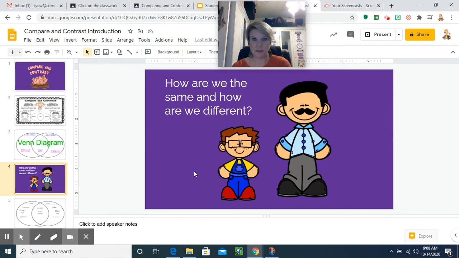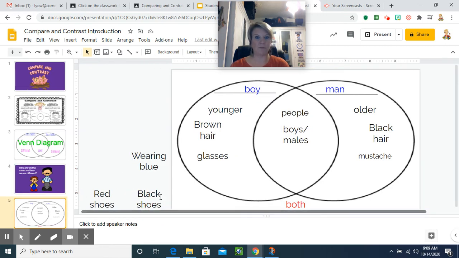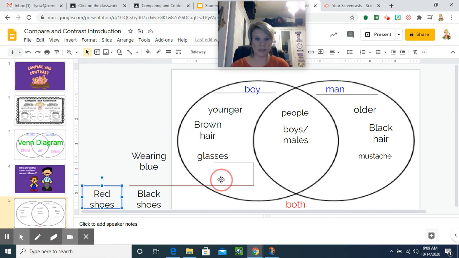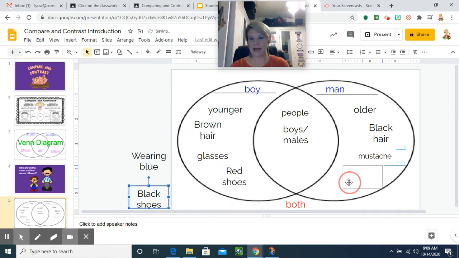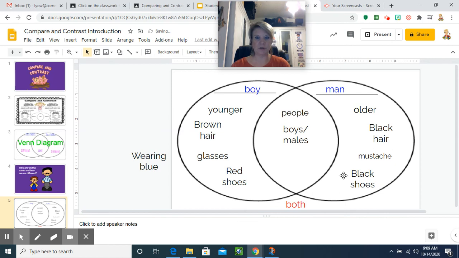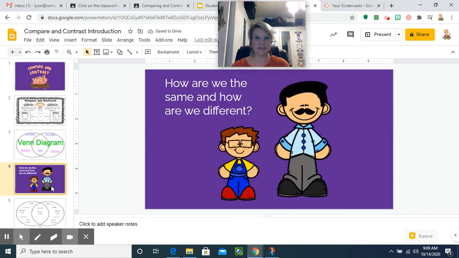All right, let's look back again. Do we see anything that's the same or different about them? The boy has red shoes and the man has black shoes. Is that the same or is that different? That's right, those are different. So back on my Venn diagram, I'm going to add red shoes to the boy side and black shoes to the man's circle.